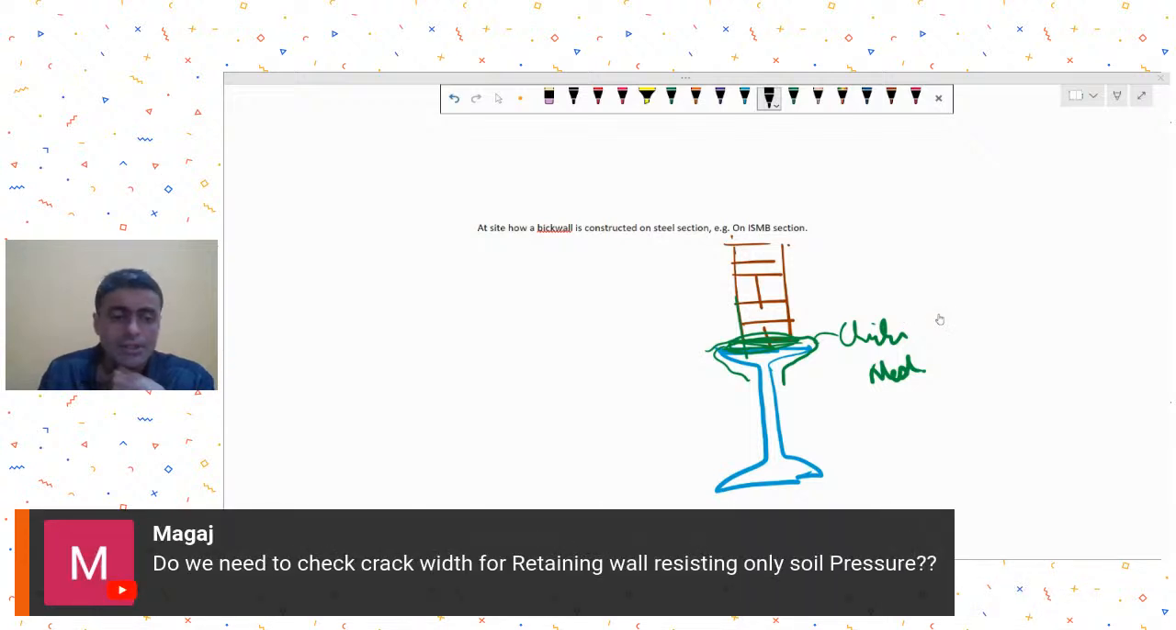Mr. Magaj is asking, do we need to check crack width for a retaining wall resisting only soil pressure? If your soil contains soil water, or if your soil contains any chlorides or sulfates, then you need to check it for the 0.2 mm crack width. Otherwise, if your soil does not contain any soil water, or if there is no harmful chloride, sulfates, nothing, then maybe you can allow crack widths up to 0.3 mm. So this is given in the IS 456. If you read the first section of the limit state method, this is given.